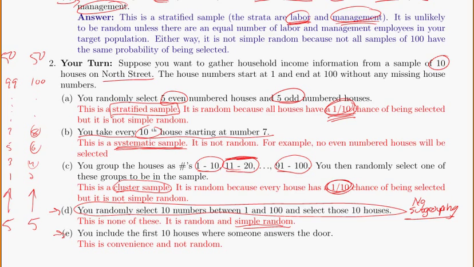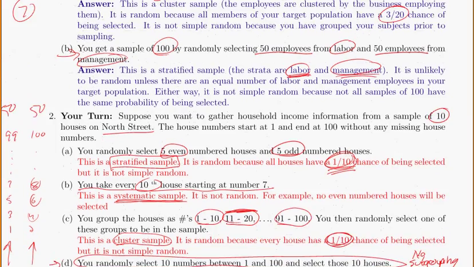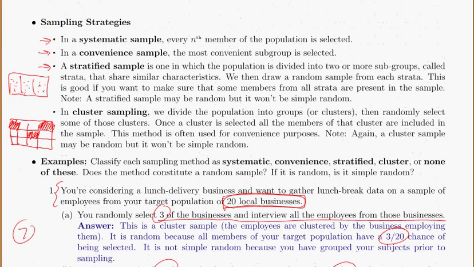So that's the trick. The trick is differentiating between stratified sampling, where you break the population into groups and then sample within each group, and cluster sampling, which is where you break the population into groups and randomly select entire groups. So those two things are similar, but the difference is fairly distinct.